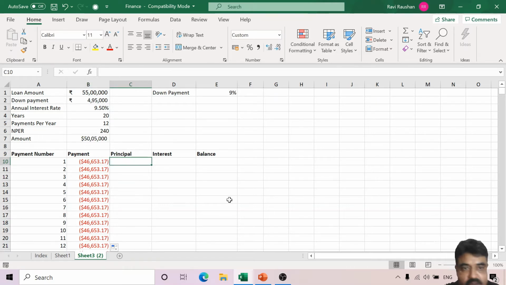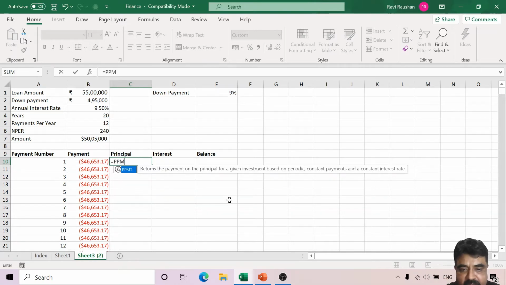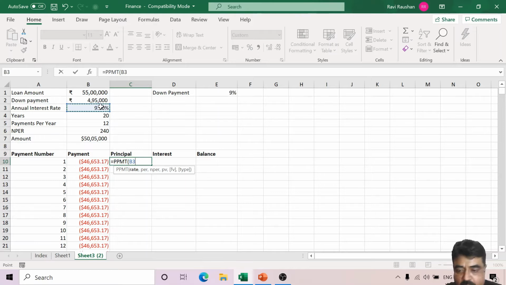So let us go here, because here I have to calculate the principal. I will type equal to, the principal is calculated with the help of the PPMT function, payment per period, right? Then I start the bracket. As I said, I follow the instinct. It is the rate, so I select the rate. I will not forget to divide it by 12. Then it is asking for PER, period. Remember, in this case, period is this. This is the first period. Then it is asking for the NPER. I have the NPER with me. And it is asking for the present value.